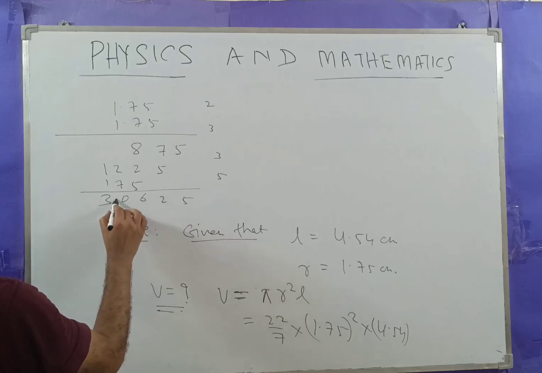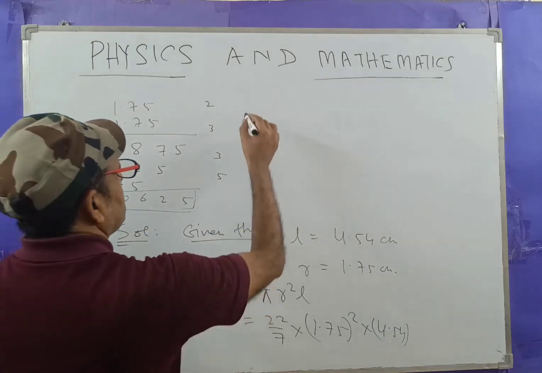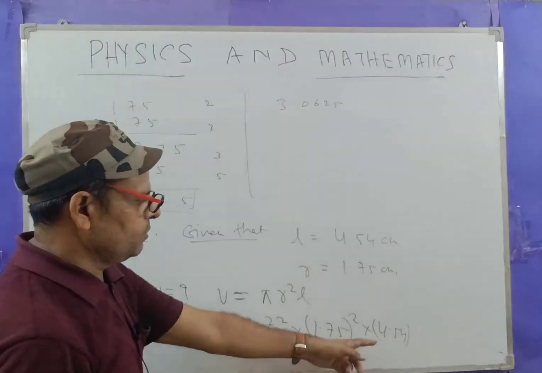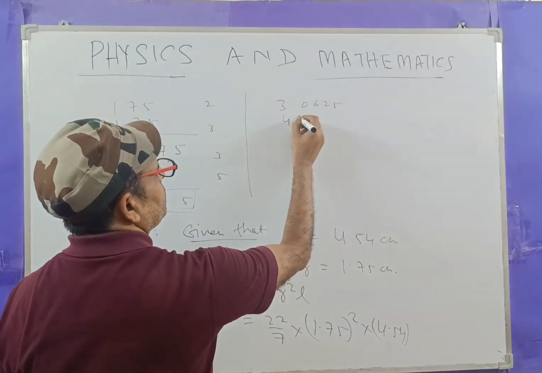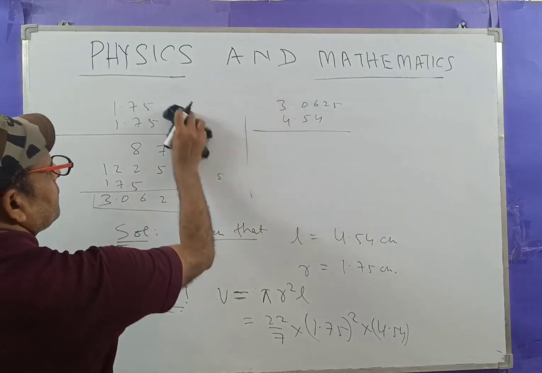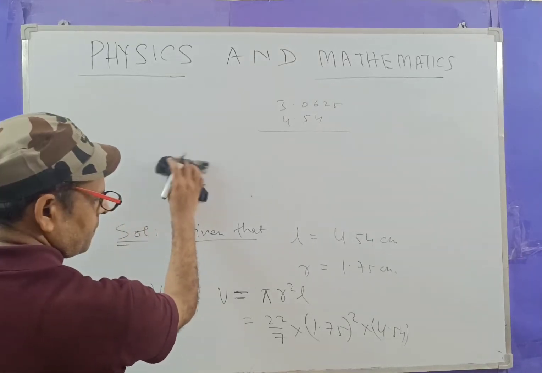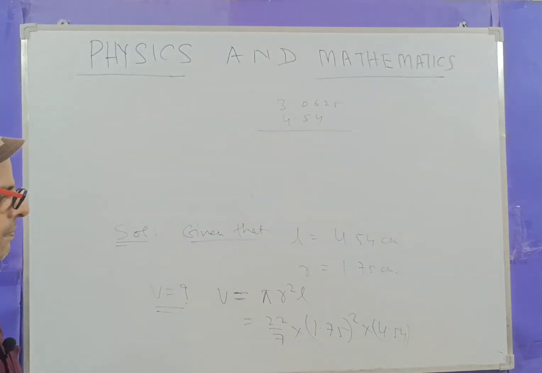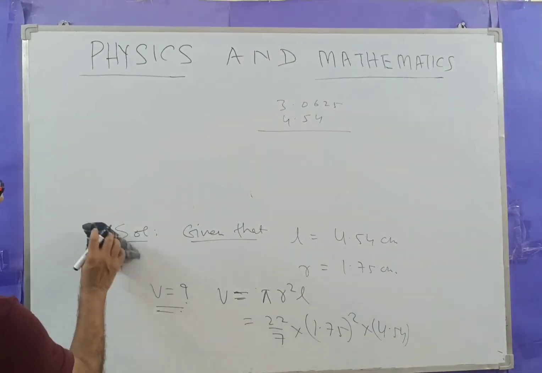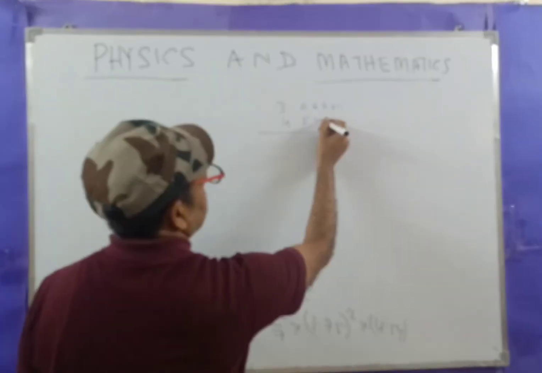Let us check it. 1.75 squared, its value comes to be 3.0625. Now into 4.54. Multiply it.